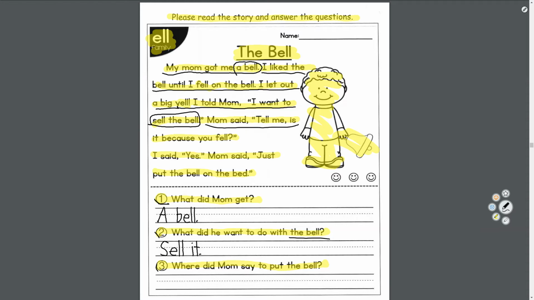Mom said, tell me, is it because you fell? I said, yes. Mom said, just put the bell on the bed. On the bed. That's where Mom tells him to put it. On the bed. Oops. Sorry if you can hear that. Sorry about the squeaky.